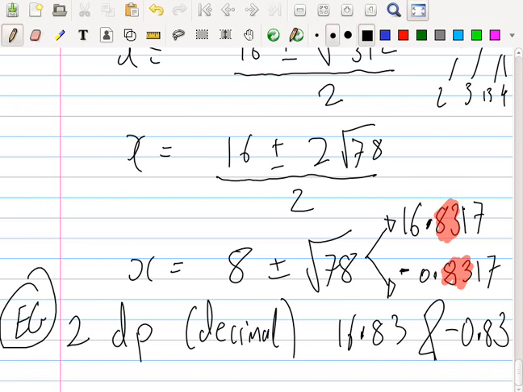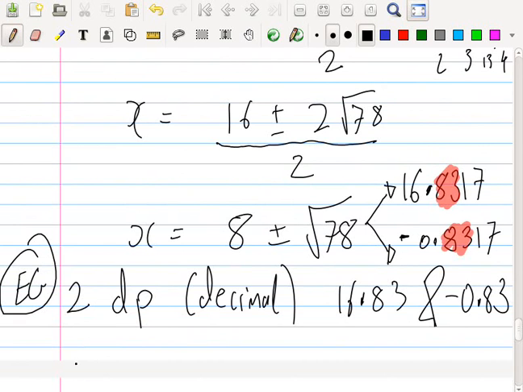And by the way, if this number was bigger than 5, what would happen to the 3? It becomes 4, yeah. What's that called when you do that? Round up, yeah. So in this example, what did I do? I round down. Okay.